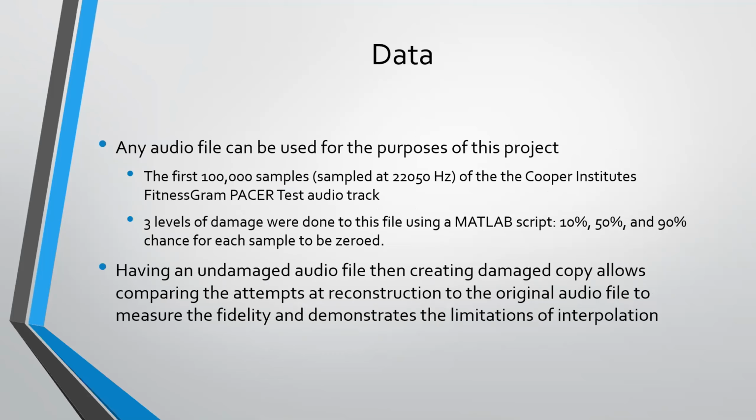To keep time to run reasonable, I used the first 100,000 samples of the audio file, which was sampled at 22,050 Hertz. 3 levels of damage were done to the file using a MATLAB script. Each sample had a 10%, 50%, and 90% chance of being zeroed. Comparing the undamaged audio file to the attempted reconstructions of the 3 levels of damage will allow measuring the fidelity of the reconstructions and demonstrate the limitations of interpolation.